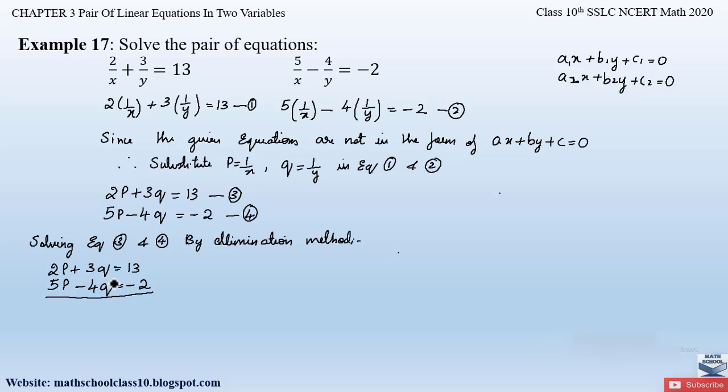Let us try to eliminate the variable q here. So we have to multiply equation 3 with the coefficient of q from equation 4. So let us multiply with 4 here. Similarly, we have to multiply equation 4 with the coefficient of q from equation 3, right?